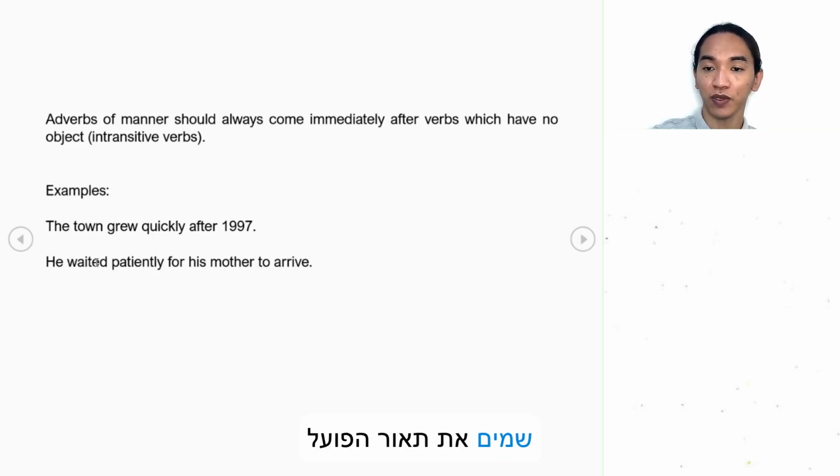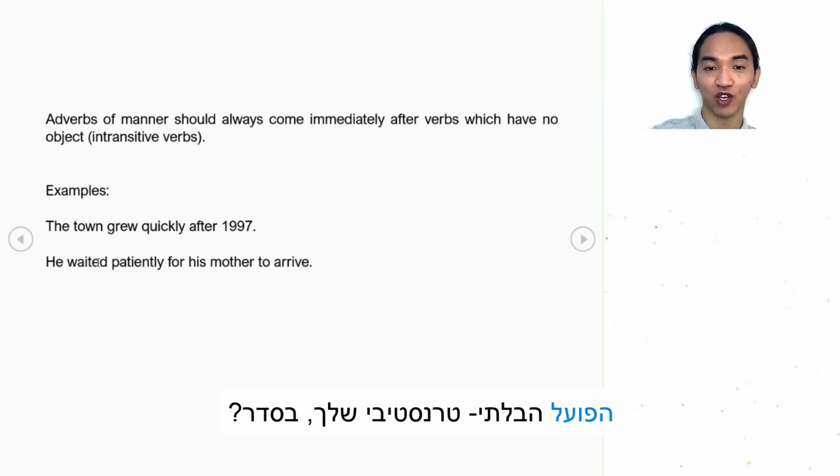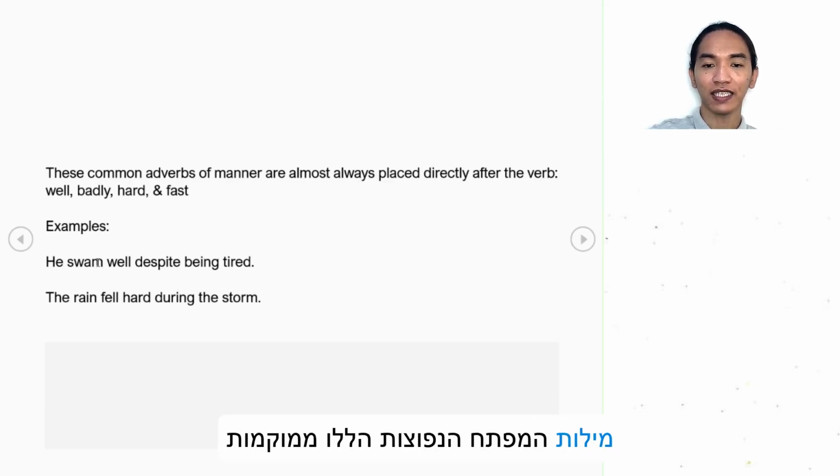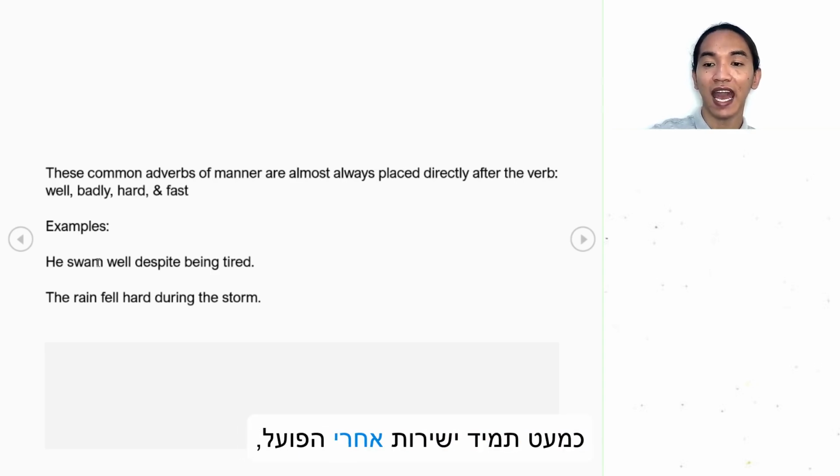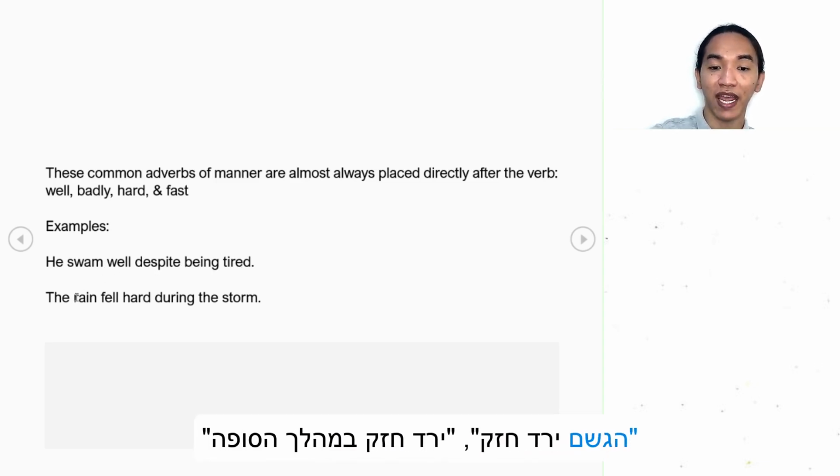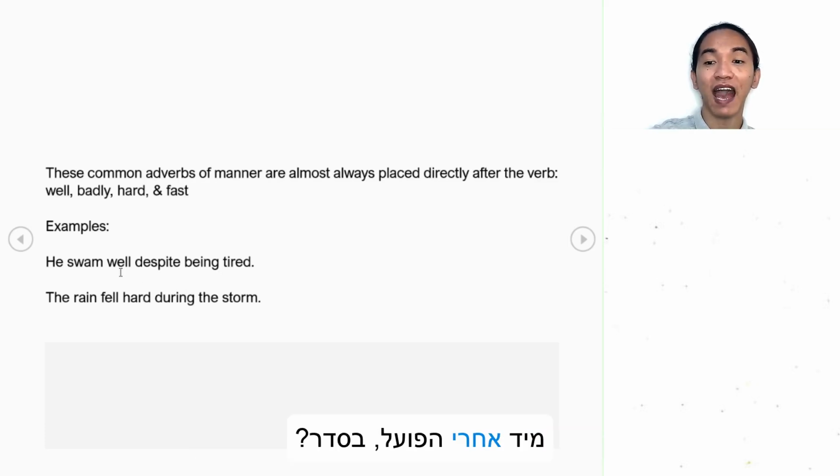So therefore, you put your adverbs of manner after these verbs, your intransitive verbs. Now, these common adverbs of manner are almost always placed directly after the verb. Well, badly, hard, and fast, we most of the time put them directly after the verb. He swam well despite being tired. Swam well. The rain fell hard during the storm, directly after your verb.